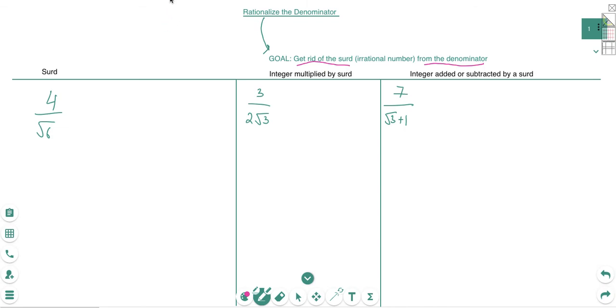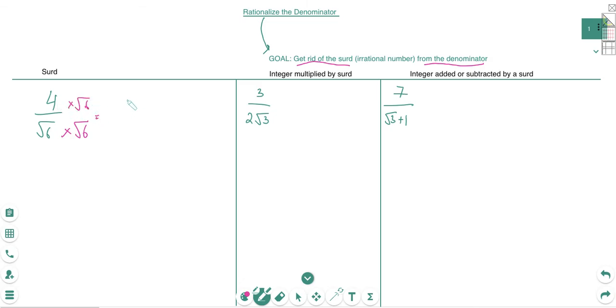So there's a few ways to rationalize the denominator, and it depends on the question. The first kind of question we'll look at, guys, is when there's literally just a surd on the bottom. So how do you do it? What you're going to do is multiply both sides by the denominator. So we're going to multiply both sides by root 6.